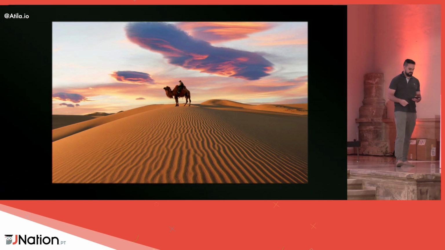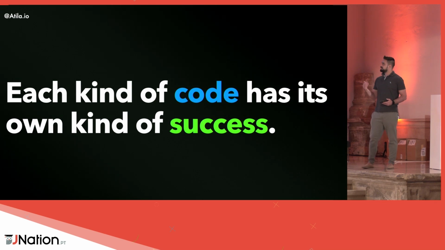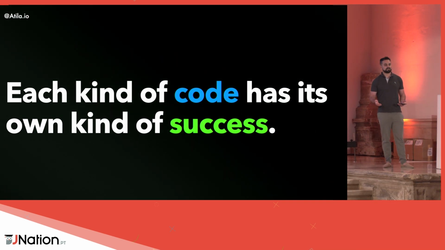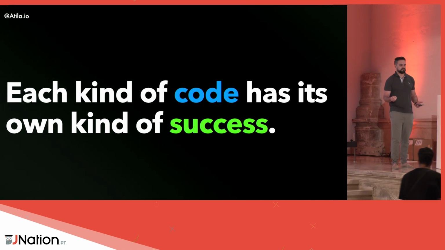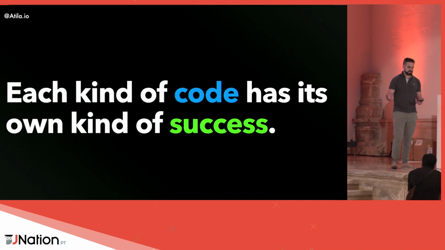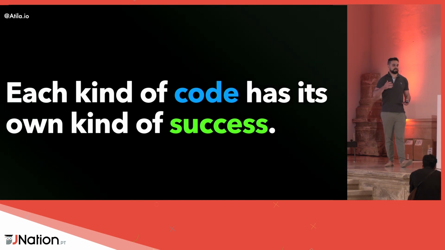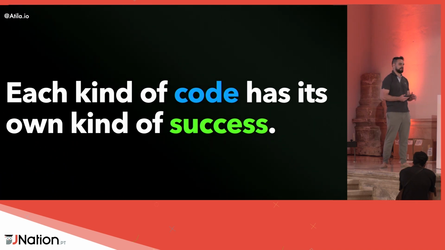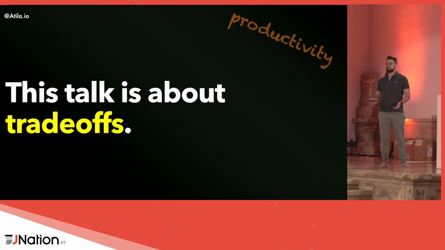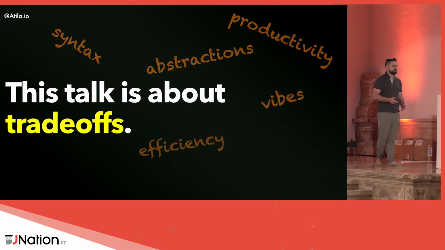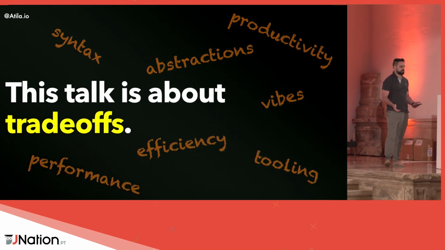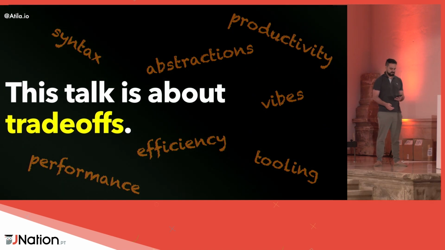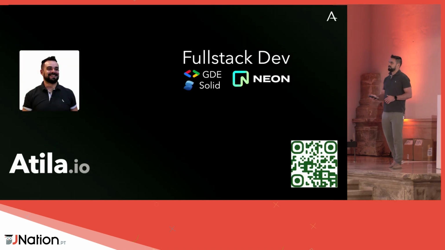So that's the point I'm trying to make: each kind of tool, or code in this case, has its own kind of success. You might pick the one that's best for it. You might decide to go all in on yourself. But what success looks like depends much more on the context in which you use things and how you use them. So this is actually a talk about trade-offs. Trade-offs on productivity, on abstractions, on syntax, efficiency, on tooling, and on vibes. Yeah, sure, why not? And yeah, now we're ready to start.